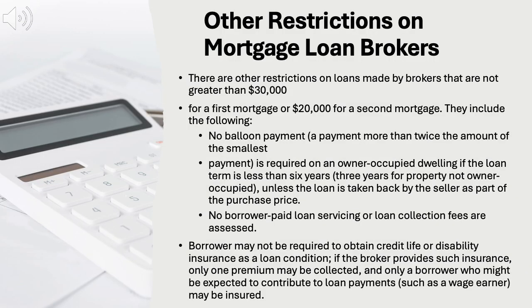Other restrictions on mortgage loan brokers. There are other restrictions on loans made by brokers that are not greater than $30,000 for a first mortgage or $20,000 for a second mortgage. They include the following: no balloon payment, a payment more than twice the amount of the smallest payment, is required on an owner-occupied dwelling if the loan term is less than 6 years, 3 years for property not owner-occupied, unless the loan is taken back by the seller as part of the purchase price.